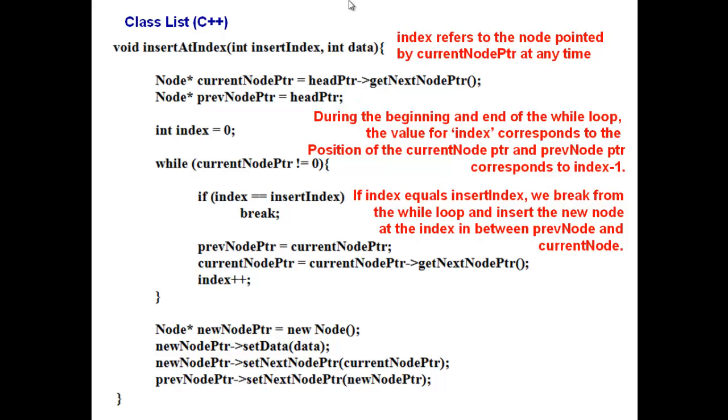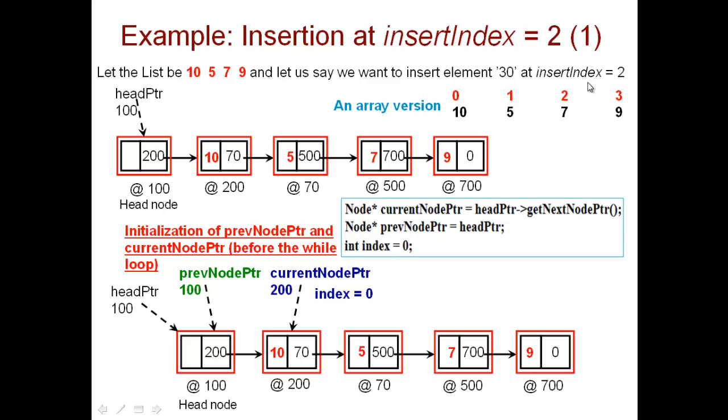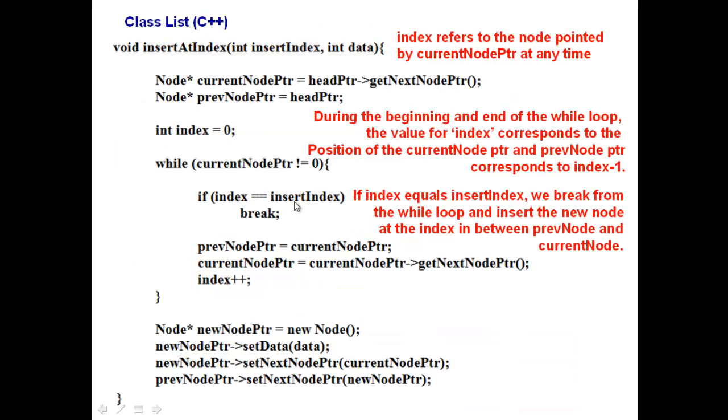Okay. So we check whether index equals insert index. In this example, insert index is 2 and index is 0. So index is not equal to insert index, and we don't go inside the if statement and break the loop; we continue inside the loop. What we do inside the loop, if we have not reached that insert index yet, is traverse further down the list. So we'll move one node down.